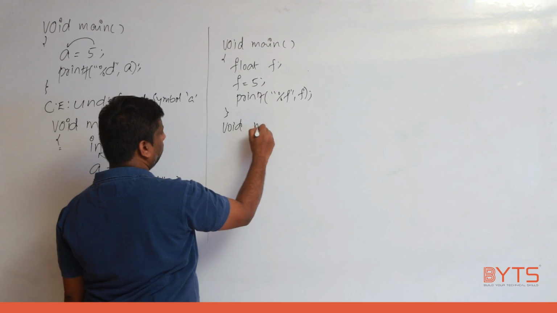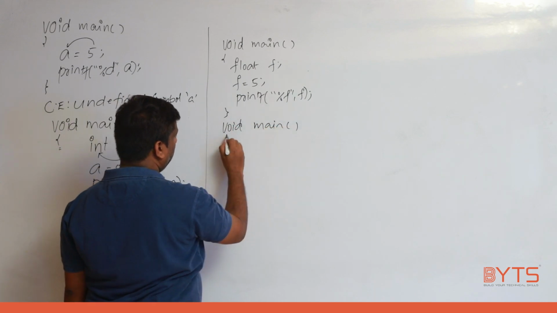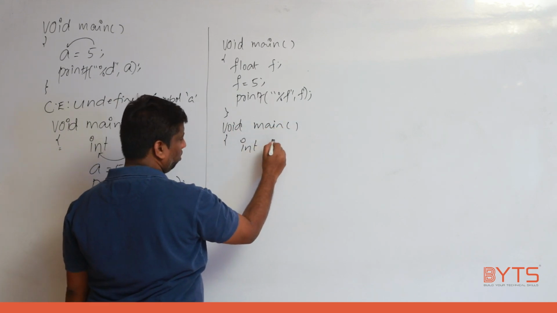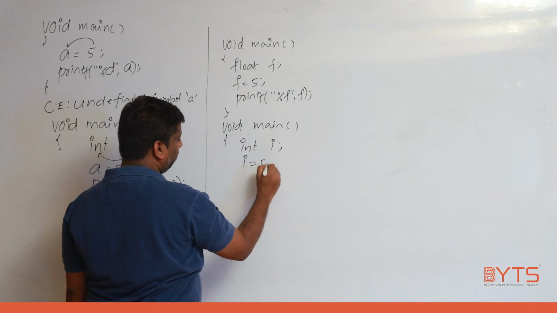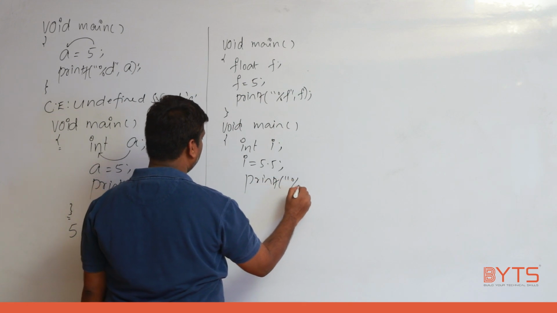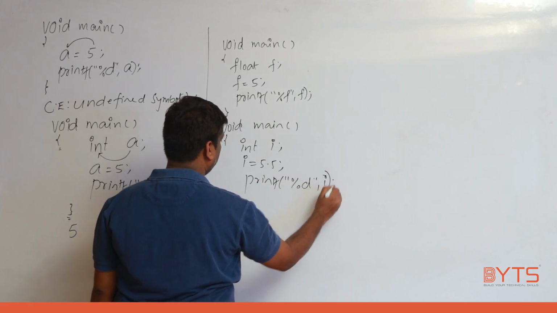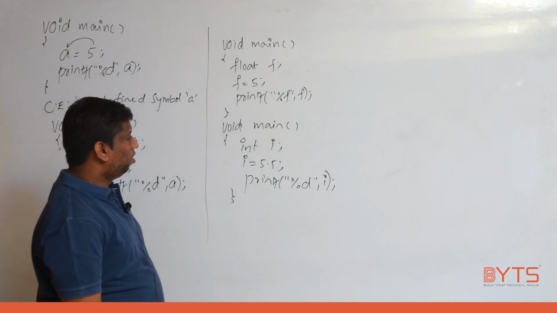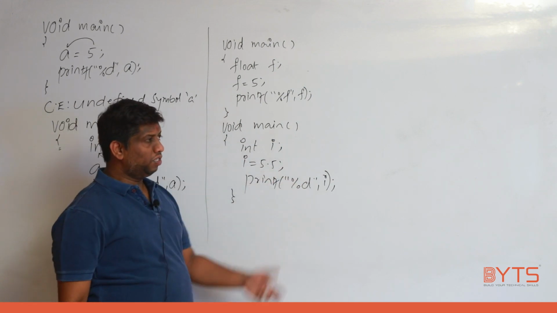Void main, int I is equal to 5.5. printf percentile d comma I. Okay, fine. So I will be taking some other examples next.